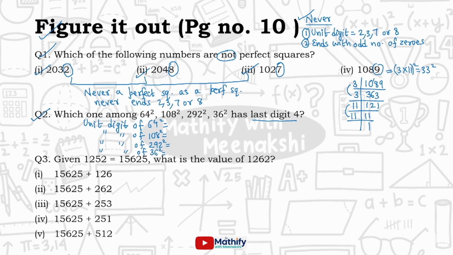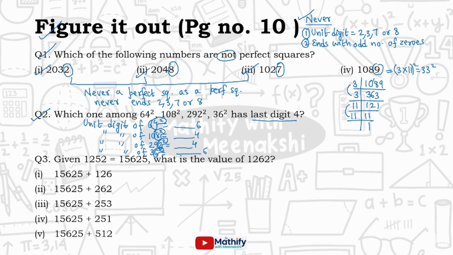So unit digit of 64 square, you have to just take the square of unit digit. 4 square is 16, that means it ends with 6. Unit digit of 108 square, just take the square of unit digit, that's 8 square, 64, so it will end with 4. Here 292, so unit digit is 2, 2 square is 4, end with 4. And last is 6 square, that's 36, it will end with 6.